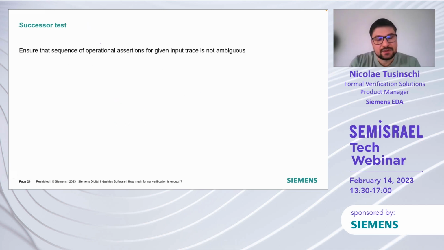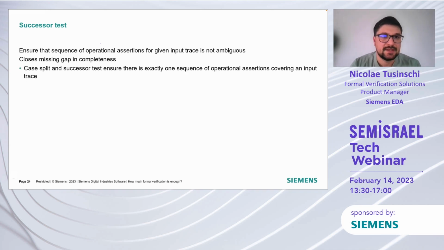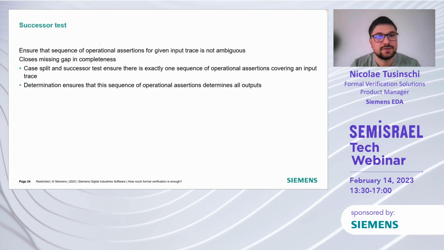And here is the successor test coming in. So this is another test in addition to the case split and the determination test for this methodology. And this successor test ensures that the sequence of operational assertions for a given input trace is not ambiguous. So it closes the missing gap in the completeness. So the case split test and successor test ensure that there is actually one unique sequence of operational assertions covering an input trace. And determination ensures that this sequence of operational assertions determines all outputs.